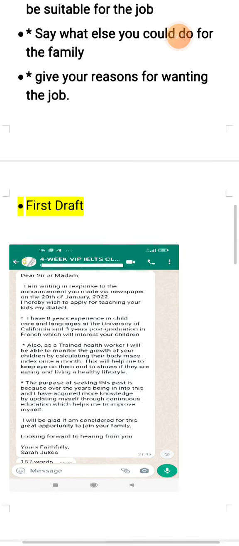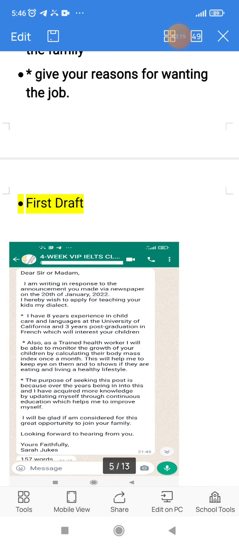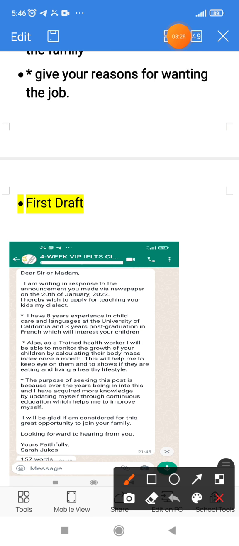For a formal letter, the correct opening is always dear sir or madam. The correct opening is always dear sir or madam. Look at it here. You see, dear sir or madam. Nothing else. Okay? And then you put a comma.